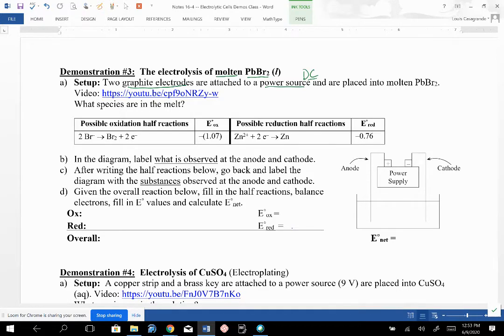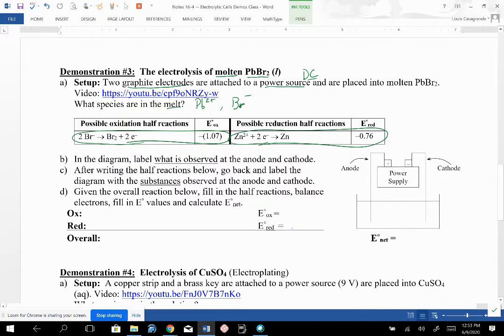And the species that are present in the melt, this is easy now. There's only 2 things present. We've got Pb2 plus that can be reduced, and we've got bromide that can be oxidized. And so it's pretty straightforward. We don't even need to circle it, but let's circle it anyway. The oxidation is going to be the bromide to the bromine. The reduction is going to be zinc 2 plus to zinc metal.